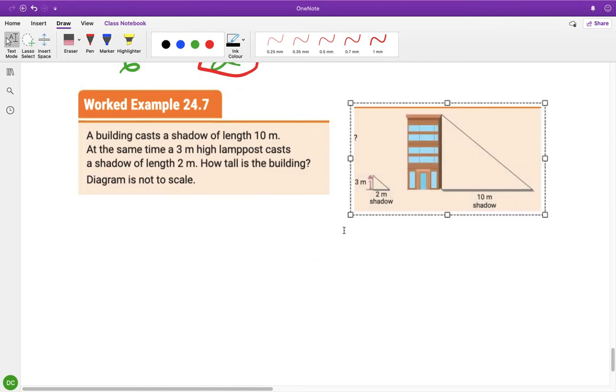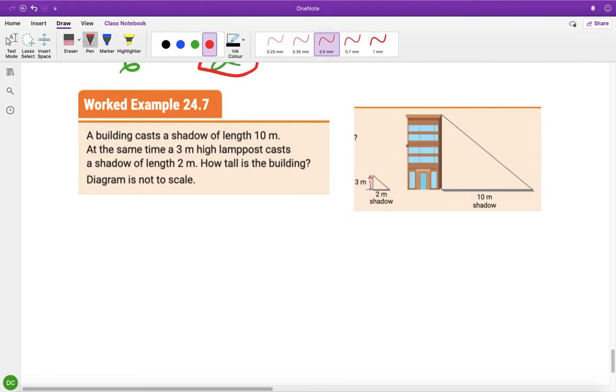Okay, so we have a building, clearly, which casts a shadow of length 10 meters. Here it is here. At the same time, and I'll come back to that, a 3 meter high lamppost, I think that's your lamppost there, casts a shadow of length 2 meters. How tall is the building? Okay, so essentially we want to know what length is that line there. So we'll call that X because we don't know it.